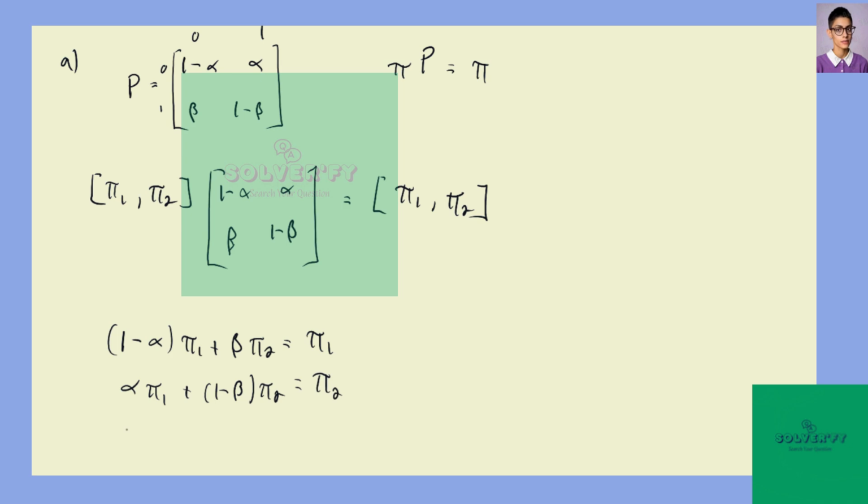and the third equation that we have is that we know that the sum of pi 1 and pi 2 is equal to 1. So from equation 3, we can isolate pi sub 2. It's equal to 1 minus pi sub 1. And then if we substitute this value for pi sub 2 into equation 1, we get the following.